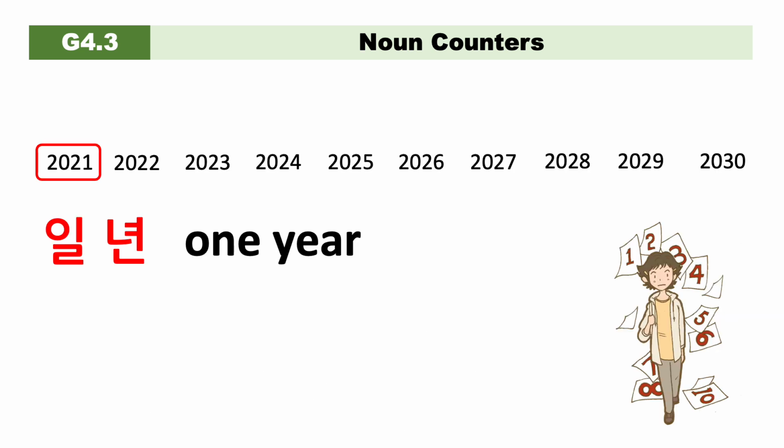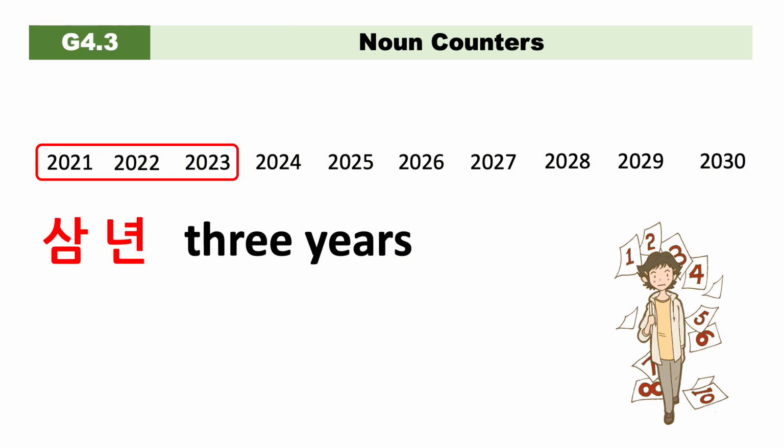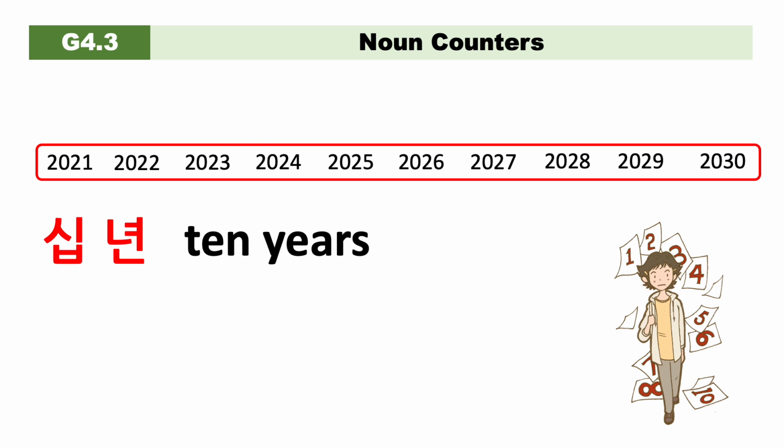Whether you count the number of years or refer to a year as a specific point in time, you can use the counter 년. 1년, 1 year, 2년, 2 years, 3년, 3 years, 10년, 10 years.